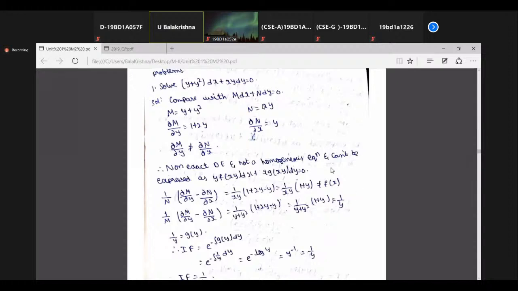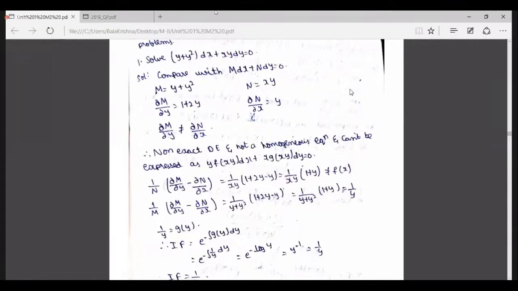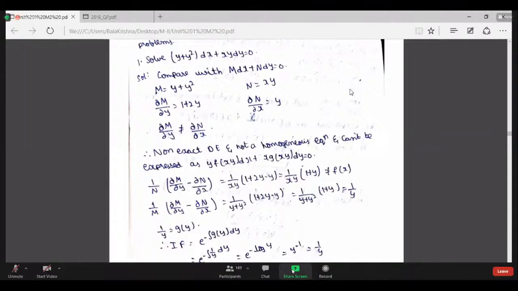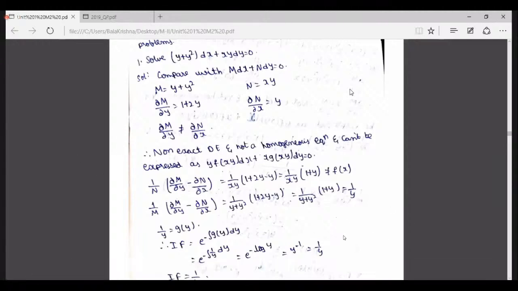How should we know that we have to apply method 4 or 5? One of your friends is asking how we should know which method to apply. Directly we cannot decide here. You should just go through step by step. Once it is given, if it is non-exact, see whether it is homogeneous or not. If it is non-homogeneous, then check for y into f of xy plus x into g. In this case, when you write y outside, we cannot have it in the form of y into f of xy. So once it is not satisfying this, you should check for this condition.